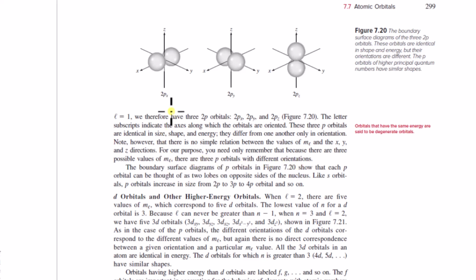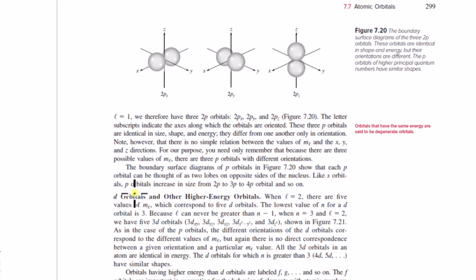And then I guess you could also think about it like these are how the orientations differ. They're kind of perpendicular to one another. I mean, that's still a fact. You just don't know which is which. You can't say, oh, this is the minus 1 m sub L. The boundary surface diagrams of p orbitals in figure 7.20 show that each p orbital can be thought of as two lobes on opposite sides of the nucleus.